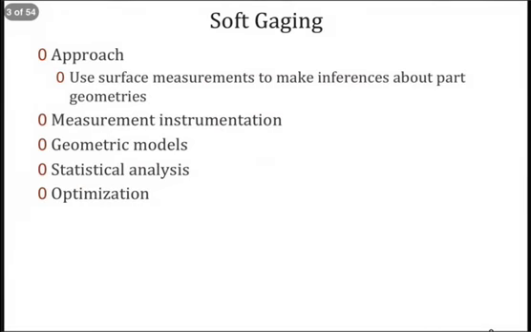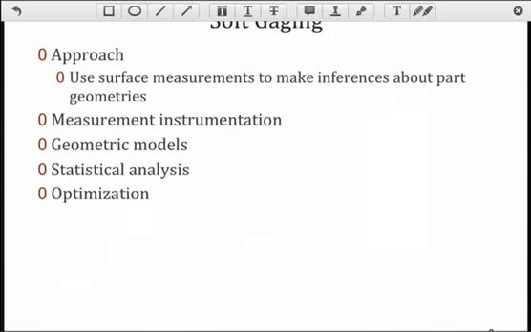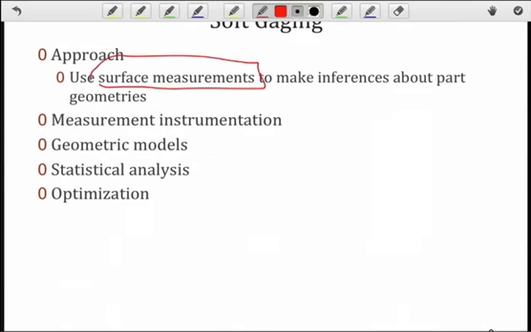First of all, what is soft gauging? Essentially what we're going to do is take measurements on the surface. Again, the surface is corresponding to the features of interest. So when we think about the geometric tolerance, we're going to have to look at surfaces associated with the datums, as well as surfaces associated with the feature we are trying to check. Once we take these measurements, then we'll make inferences about the part geometries.